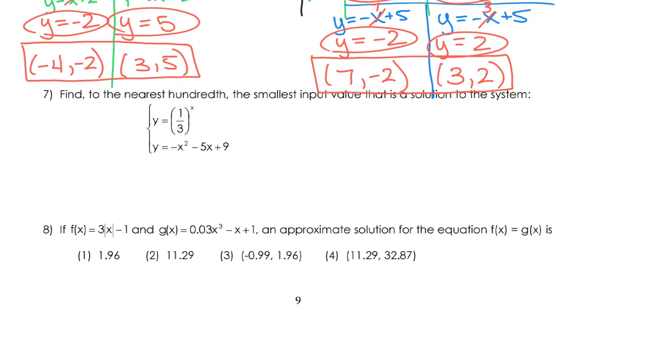In number 7, it says find to the nearest hundredth the smallest input value. Hopefully you guys know that input value is x equals. So on the front, they use the word solution to remind us that it was x equals. Here we put input value, okay, to be x equals. And this is not multiple choice, okay?